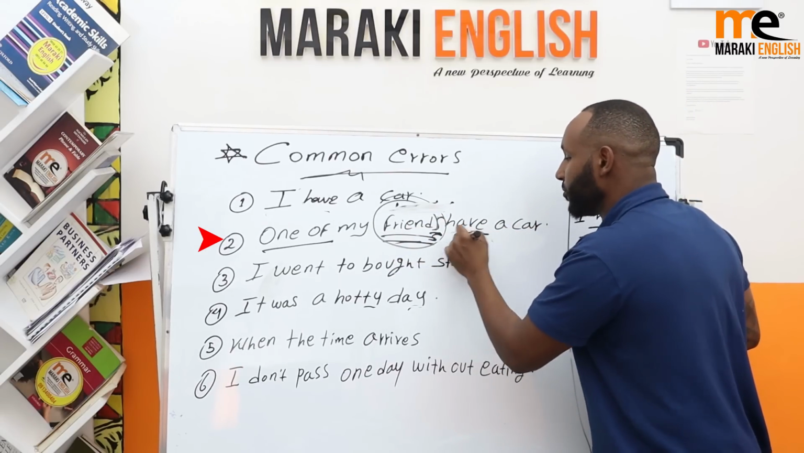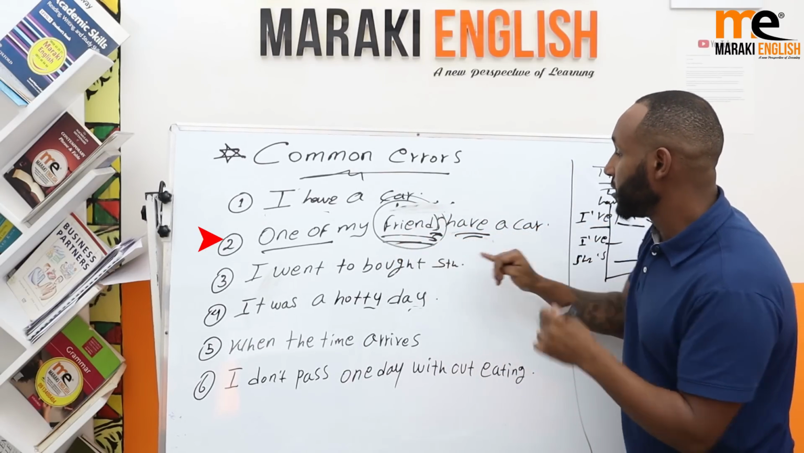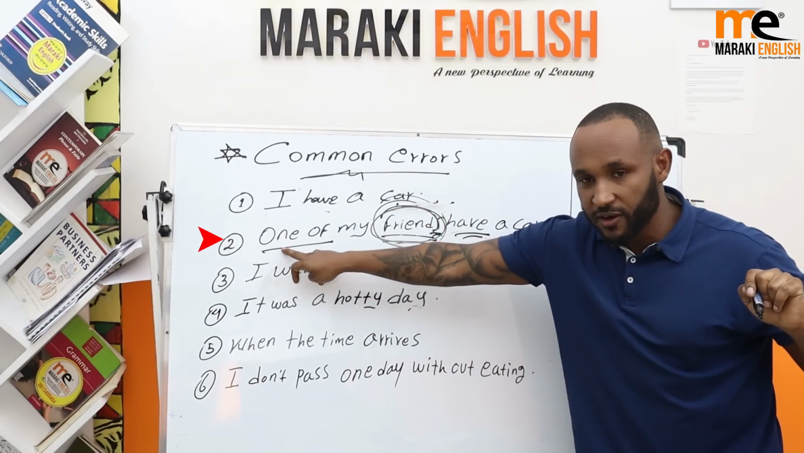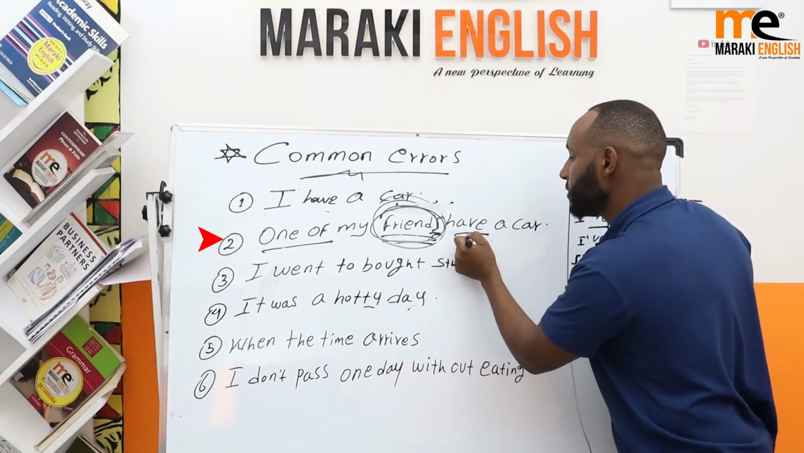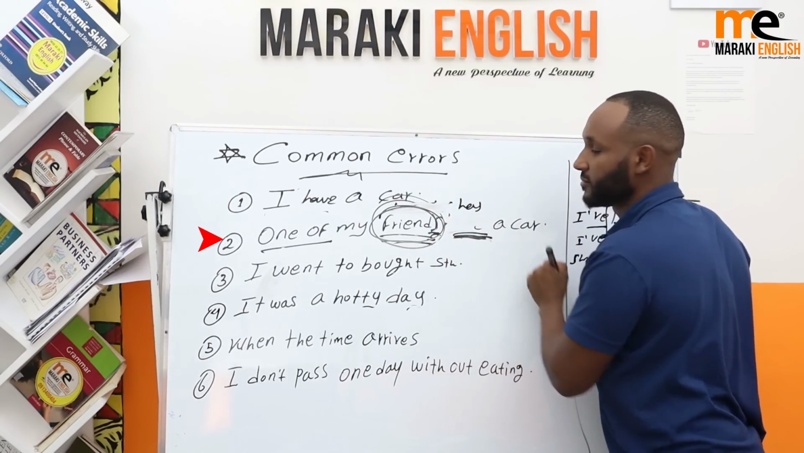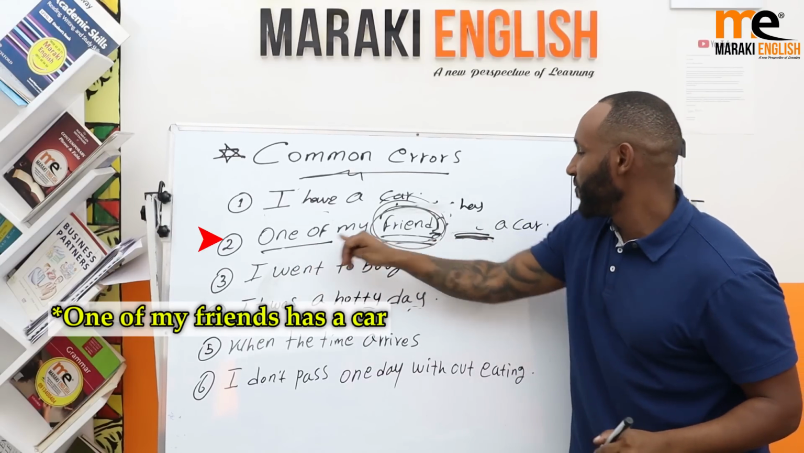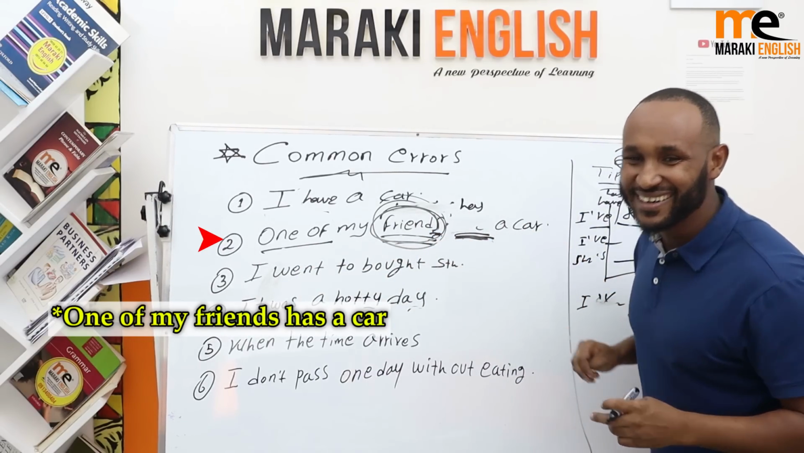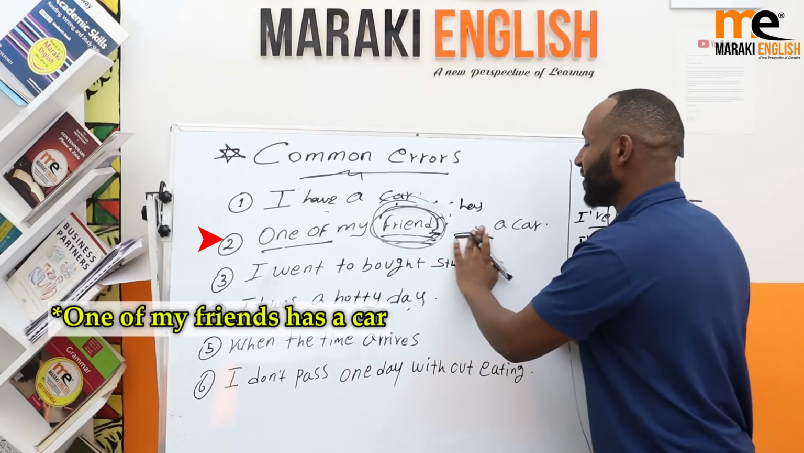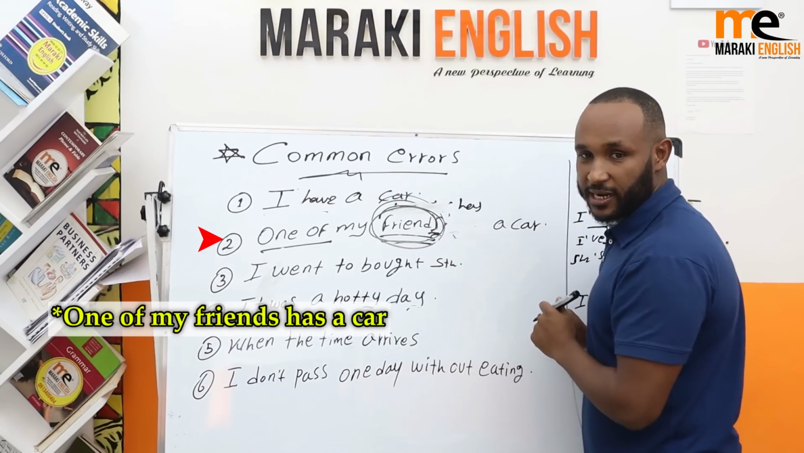Now we're saying one of my friends, but again, this is the group. But still, I'm talking about one of my friends, right? So whatever follows it needs to be singular, not have, but has. One of my friends has a car, right?